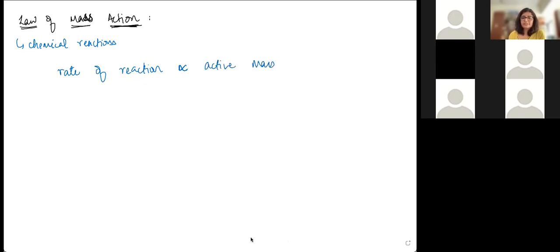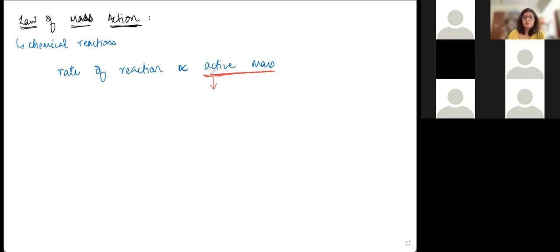So the key words here are the active mass part of it. What do you guys understand by the word active mass? What do you mean by active mass? The amount of a substance which reacts. Correct. So the amount of substance that is actually taking part in the reaction.